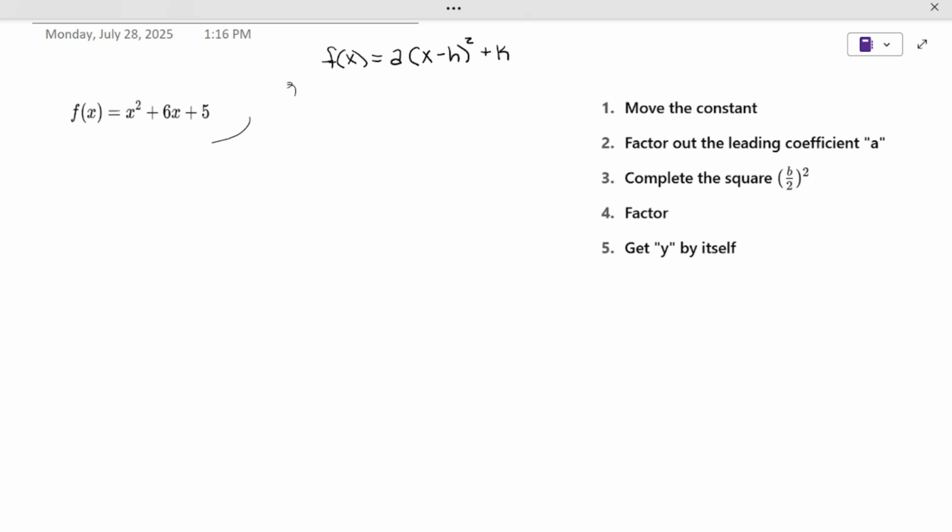And the reason being is because in this form, the h value and the k value is the point on a parabola. It's either the maximum value or the minimum value. It's the vertex of the point, depending on if the graph is opening upwards or downwards. So we want to find that point, all right, and use the vertex formula to do that. So let's go ahead and jump into it.